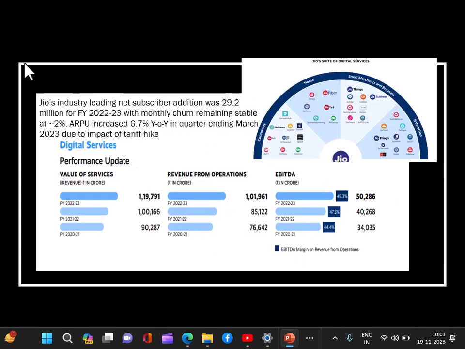Now we come to the digital business. So Jio Industry leading net subscriber addition. So actually they are into Reliance Telecom, basically. The digital business was, look at the middle one. It has gone up from 76,000 crores to 1 lakh 1,000 crores in the 3 years. And look at the EBITDA margin. It's about 40%, 44%, 43%.